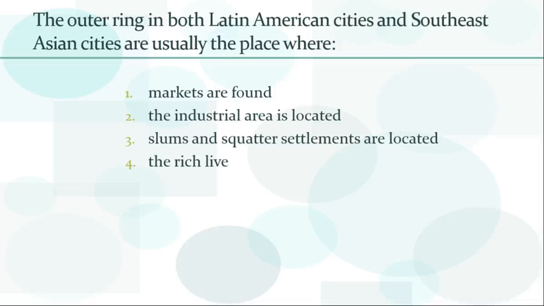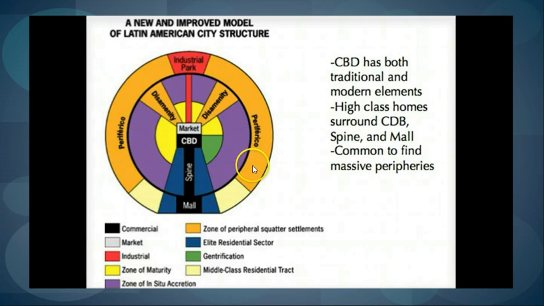All right, the outer ring in both Latin American cities and Southeast Asian cities are usually the place where markets are found, industrial areas, slums and squatter settlements, or the rich. Well, if you're farther away from the CBD, you're less likely to have any sort of infrastructure at all, and so this is where you find your slums and your squatter settlements. They'll be in the periphery of these sorts of things. And so you can see here you have your peripheral squatter settlements.